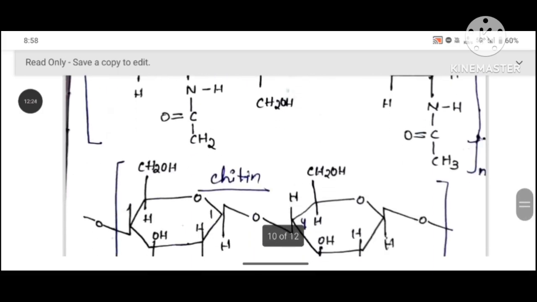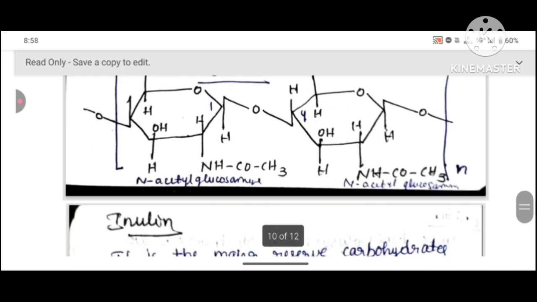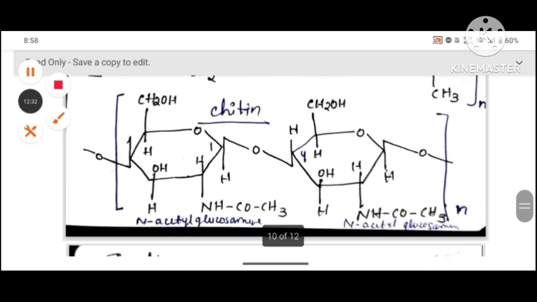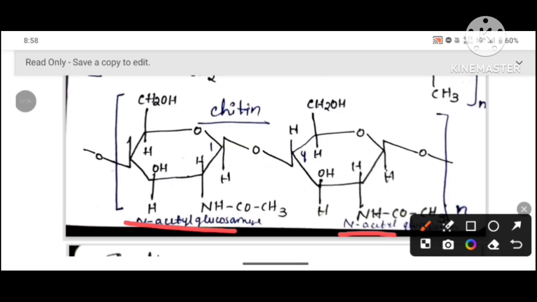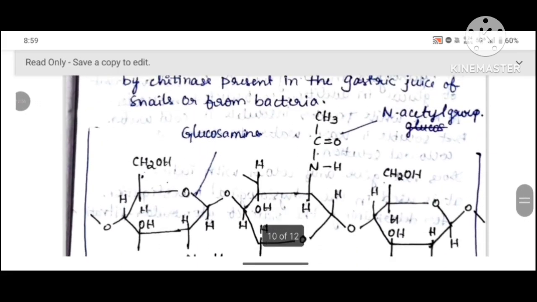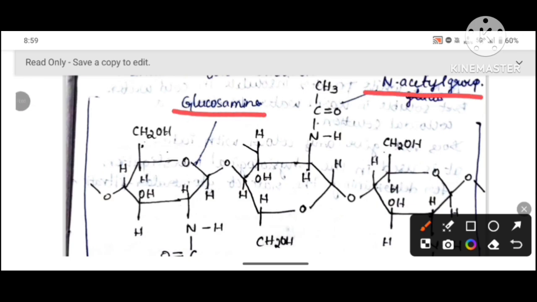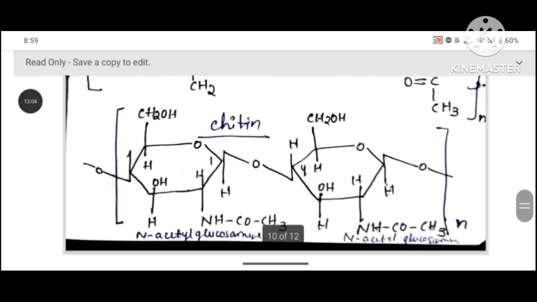So you can see the structure. This is the structure of chitin. The chitin consists of N-acetyl glucosamine rings. These are the N-acetyl glucosamine rings individually. When you link up these two rings by the glycosidic bond like this at 1 and 4, this is the N-acetyl amino group. So this is the structure of chitin. This is the N-acetyl group. This is the detailed structure, and this is the basic simple structure of chitin.